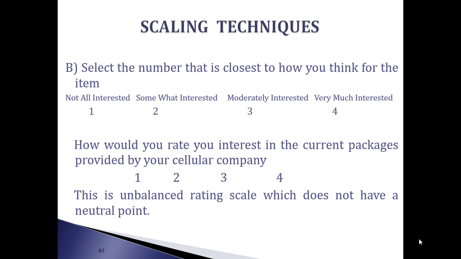Similarly, the respondents are asked to select any statement using the given scale from not at all interested to very much interested to respond to the following item or object. How would you rate your interest in the current packages provided by your cellular company? This is an unbalanced rating scale which does not have a neutral point.